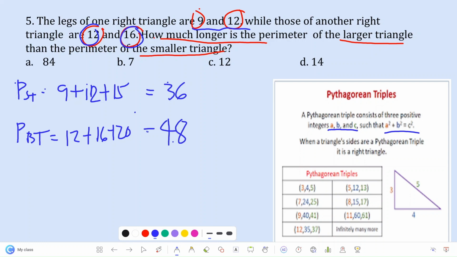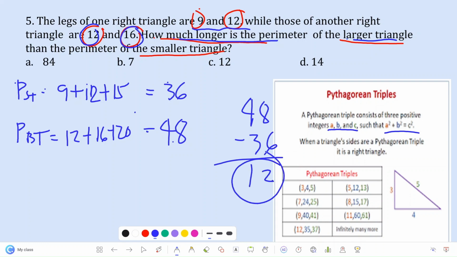Okay. So, ang tanong, how much longer is the perimeter of the larger triangle than the smaller triangle? So, ang gagawin, isasubtract natin. This is 48 minus 36. So, this is simply equal to 12 units. Okay? And 12 ay Letter C. So, napakadali po.